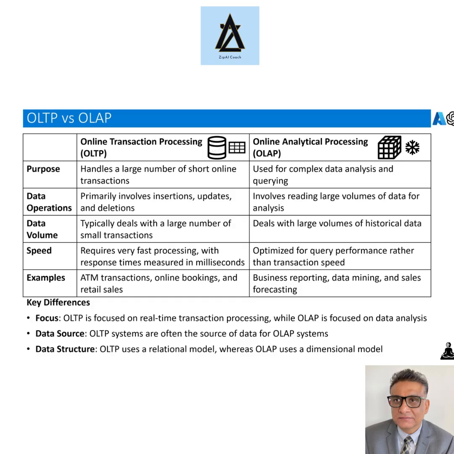The examples for OLTP systems, like I said, are ATM transactions and online booking, whereas OLAP systems are used for business reporting, data mining, sales forecasting. So the fundamental focus for OLTP is transactional, whereas OLAPs are basically used for data analysis. And often the source for OLAP data is the OLTP system, and that's where ETL comes into existence. From a data modeling perspective, OLTP uses traditional databases which are relational in nature, whereas the model for OLAP applications is multidimensional, and we'll see that in detail.